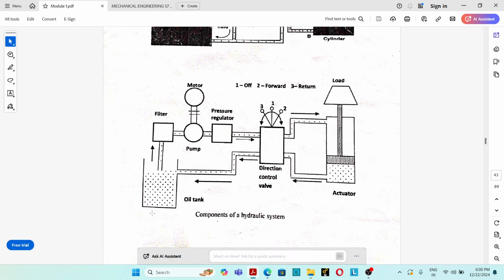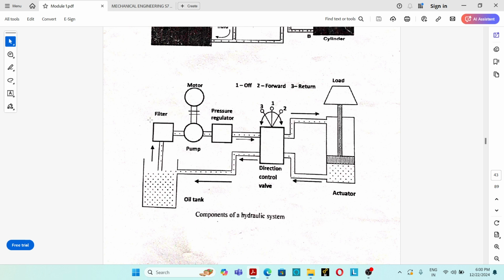First one is hydraulic reservoir. The hydraulic reservoir is used to store the hydraulic oil. It is also known as oil tank. The purpose of hydraulic reservoir is storing the hydraulic oil. Next one, hydraulic filter. The hydraulic filter removes the impurities and foreign particles before the hydraulic oil reaches the pump.